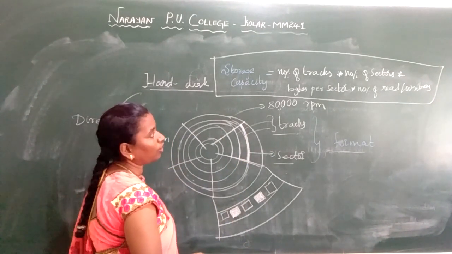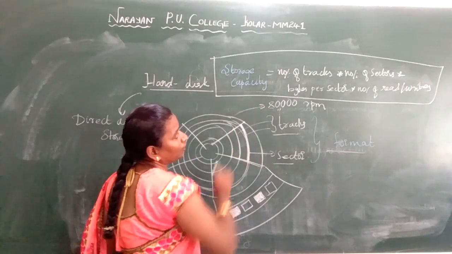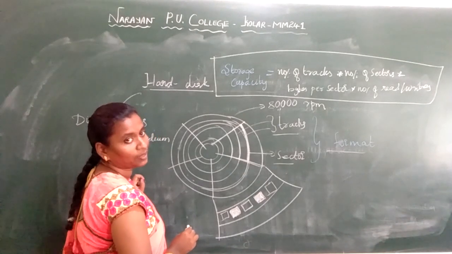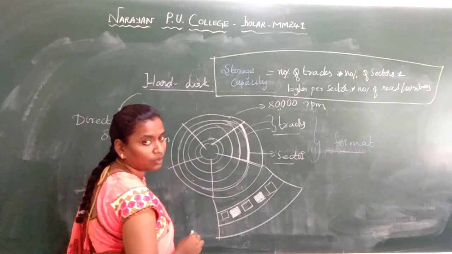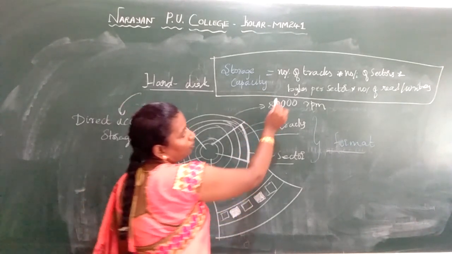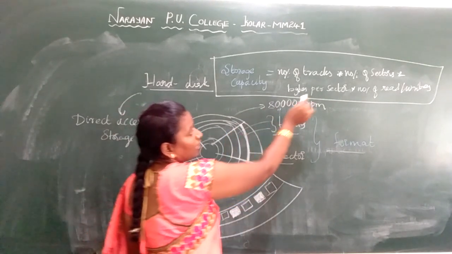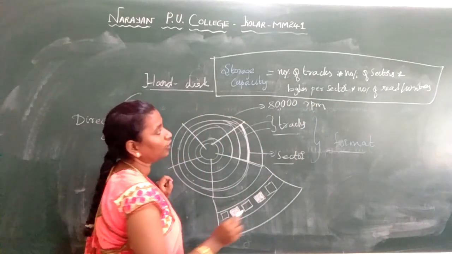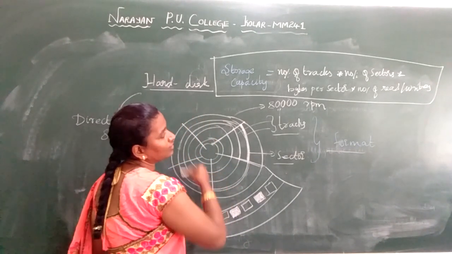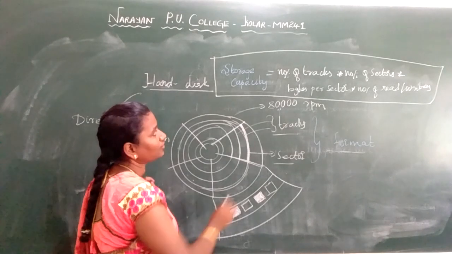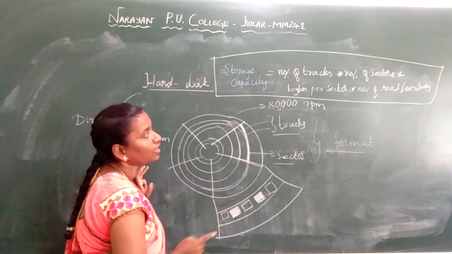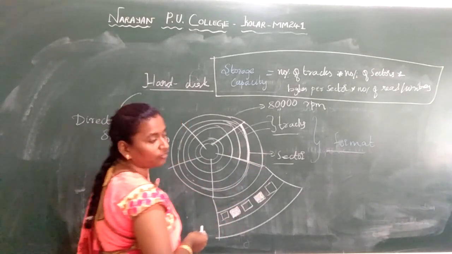For the storage capacity of a hard disk, we have a formula. How do we find out the storage capacity of the hard disk? It is usually in megabytes and gigabytes. The formula is: the number of tracks, into the number of sectors, into bytes per sector, into the number of reads and writes. So how many reads and how many writes. I repeat, the storage capacity of a hard disk is equal to the number of tracks, number of sectors, into bytes per sector, into the number of reads and writes.